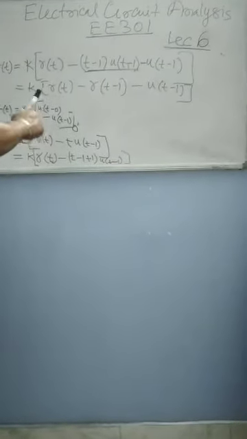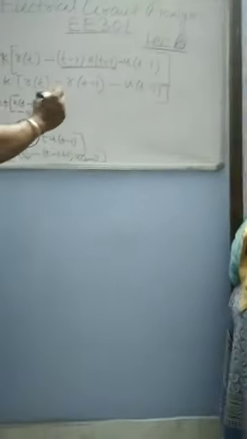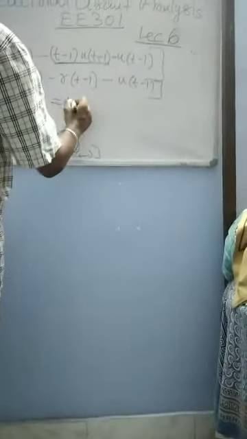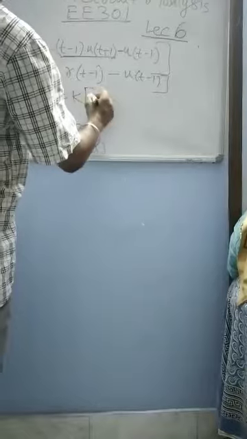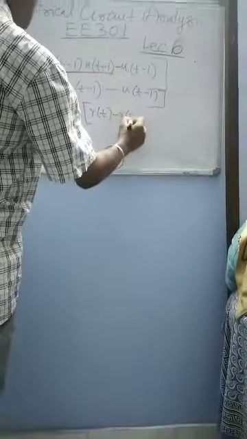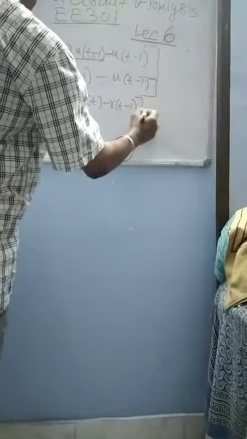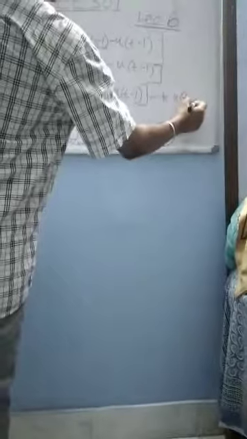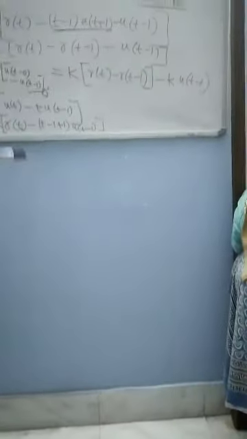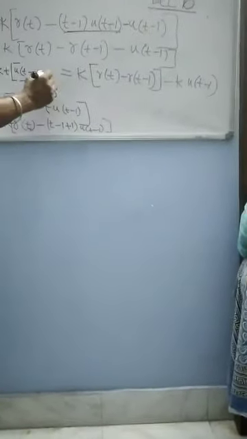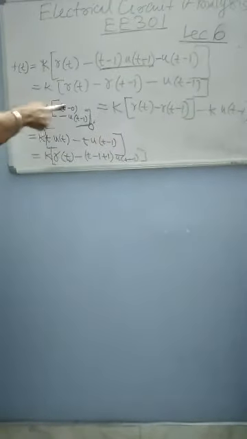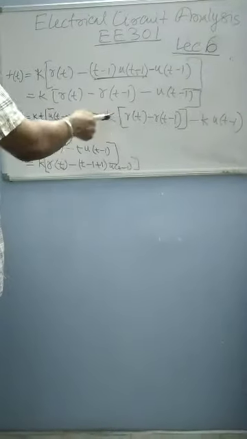So in terms of ramp and step, you can simplify as k r t minus r t minus 1 minus k u t minus 1. So this function can be written like this. If it has been asked, you have to write in step function, you can write like this. If it is asked in terms of step and ramp, you can write like this.